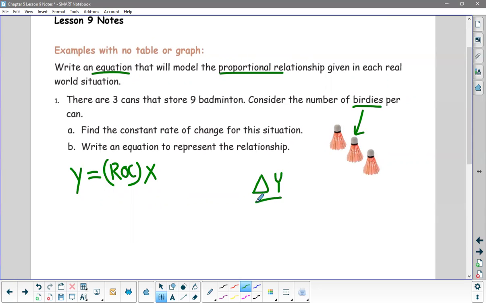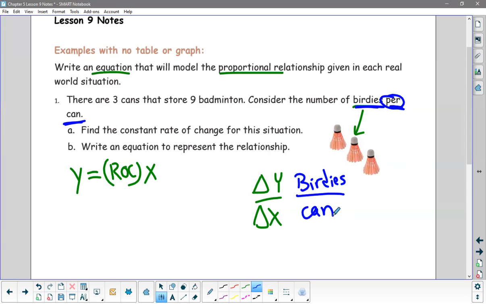So change in y over change in x. But the question is, which one's x and which one's y? Which one's independent? Which one's dependent? And the nice thing about this word problem is they actually give us a really nice, easy way to do this. Because, and again, I'll underline it, it says birdies per can. They're literally telling us, right, birdies is on top. Per means to divide, and then can on the bottom. They spelled it right out for us if you see it.